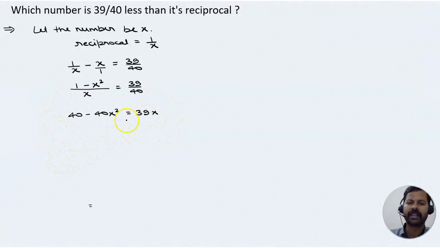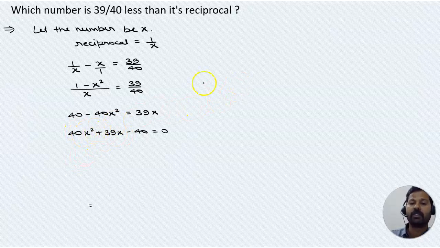Now I will rearrange all the terms and bring all the terms to one side of the equation. So simplifying it, we will get here 40x square plus 39x minus 40 equals 0. So now what have we got here? We have got a quadratic equation. So by solving it for x, we will get the value of x.